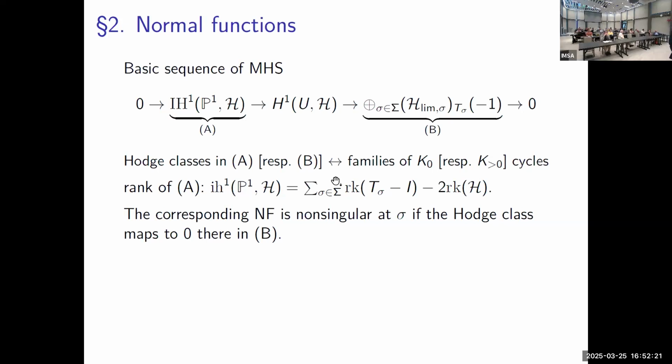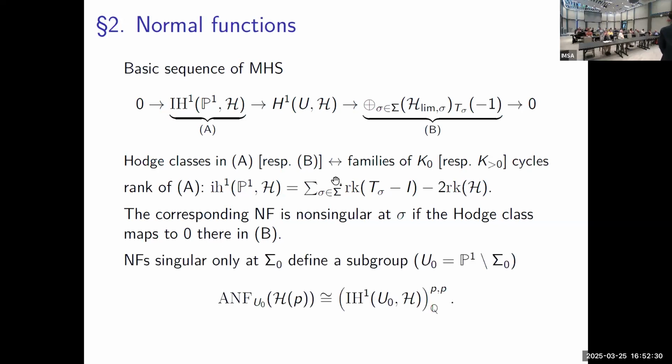The corresponding normal function is non-singular at sigma if the Hodge class maps to 0 there in B. Okay. And the normal function is singular only in a subset of the discriminant locus, defining a subgroup of the Hodge classes, which is isomorphic to IH1 of the Hodge classes. Okay, you need the IH1 so as to control how they behave in the functions, and that was the original reason for Poincaré to call these things normal functions. You want logarithmic growth at the boundary, and that's essentially what the IH1 is.